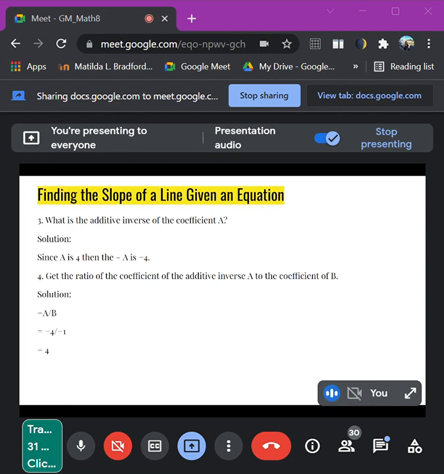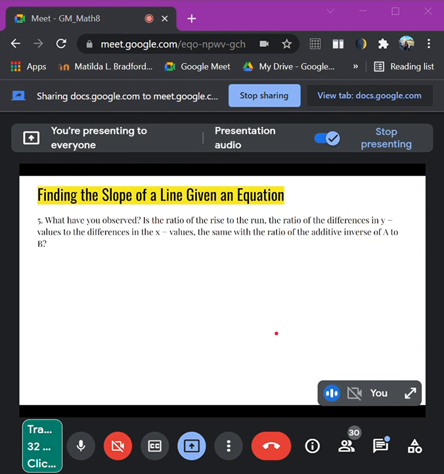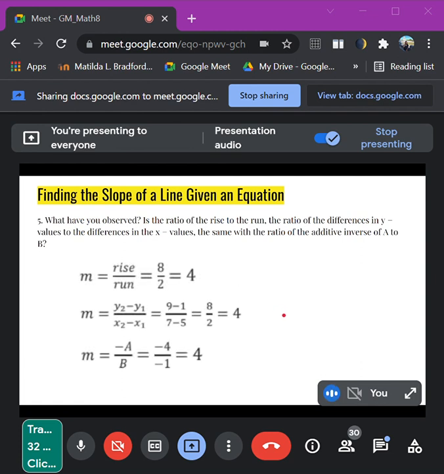It is easy to get if your equation is in standard form. Now, let us observe: this is the ratio of the rise to the run, the ratio of the difference of y values to the difference of x values, the same as the ratio of the additive inverse of A to B. If we solve it as we did earlier, it is the same. The equation 4x minus y came from the 2 given points earlier. Okay? It is the equation from the 2 points earlier.